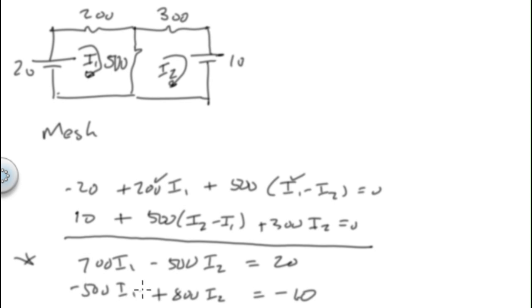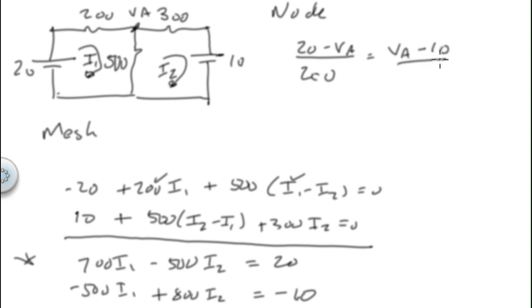So this is mesh. Now what do you do for node? Node equations are, we call this our VA terminal. So it's 20 minus VA over 200. That's my I coming in. And that's equal to what? VA minus 10 over 300. That's the current going out, the I2, plus the I3, which is coming down, is what? Plus VA over 500.